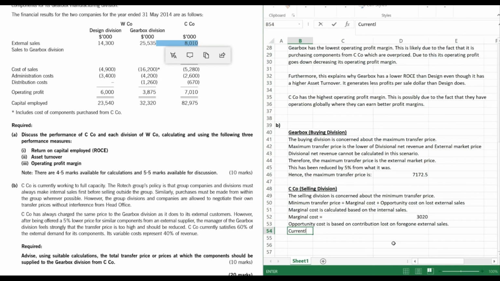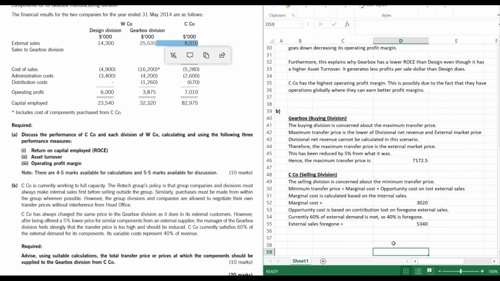Currently 60% of external demand is met, so 40% is foregone. Okay, so say external sales foregone or given up is equal to, so if 8010 is 60%, how much is 40%? We'll divide 8010 by 60% to get the dollar amount per percentage and then multiply that by 40%. Okay, so they give up sales of 5,340, but we're not done here.